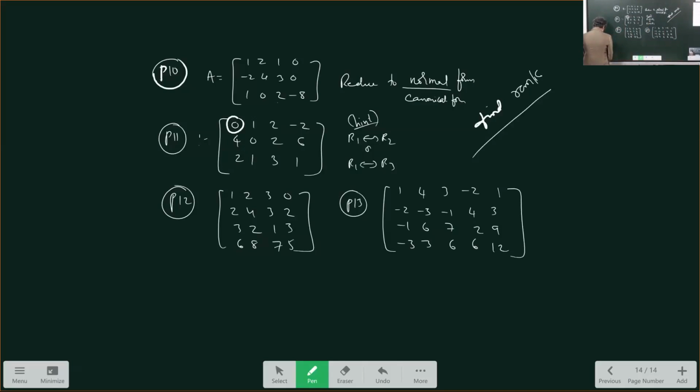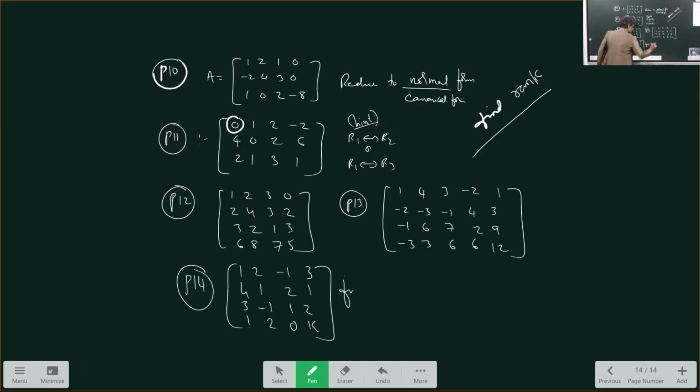So let me do this. P14. This problem can help us build up our next topic. The matrix is 1, 2, minus 1, 3; 4, 1, 2, 1; 3, minus 1, 1, 2; 1, 2, 0, K. Find K such that the rank of A is 3.